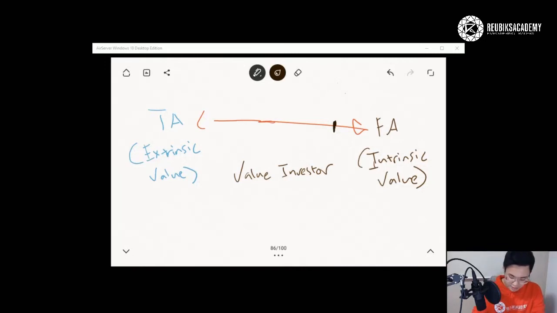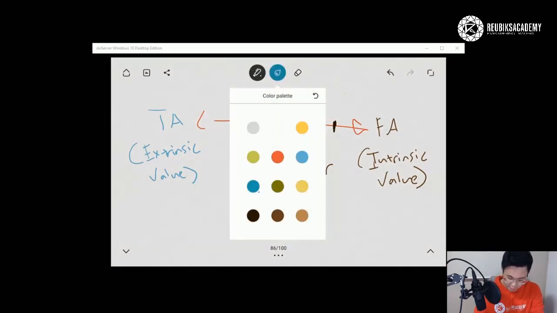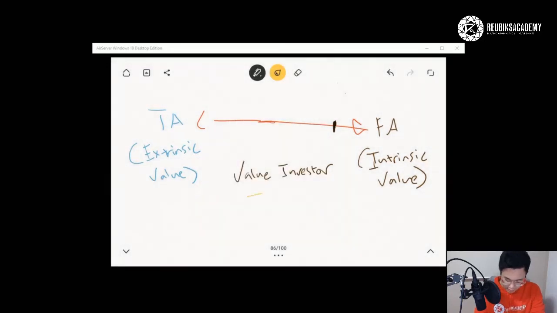If let's say you're a trader, that means you get in and out of the markets very quickly, you have limited liquidity to play with, you cannot afford to stay invested in a share or a stock for too long, you have to come in and out, then probably you will steer closer to the TA part. So it really depends which one you are in terms of your investment style.